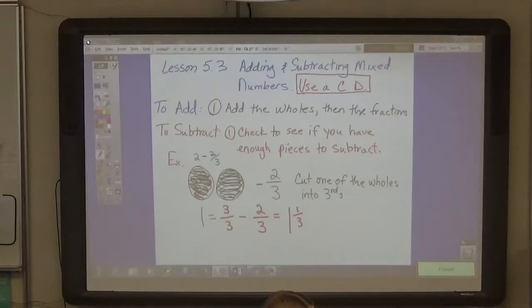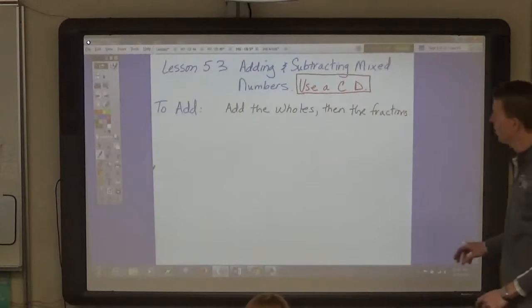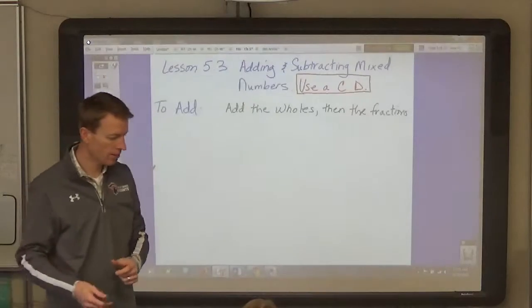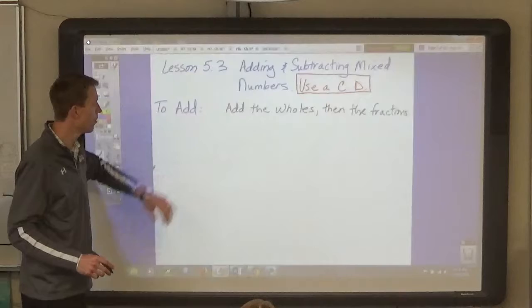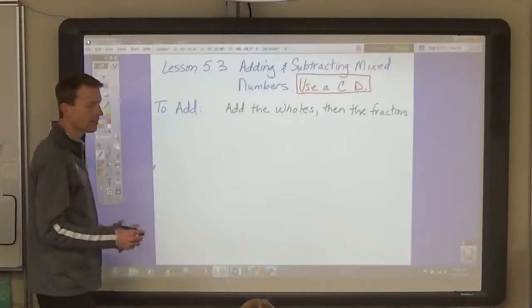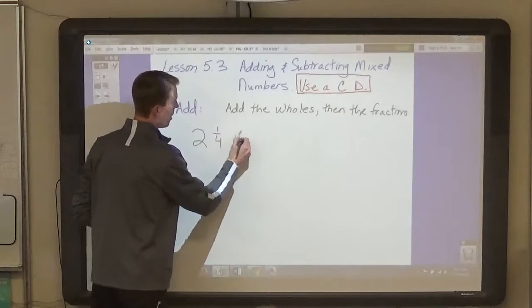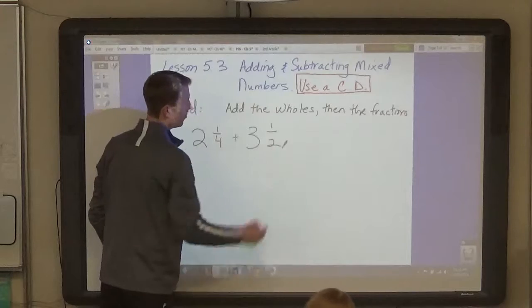Okay, sixth graders, in lesson 5.3, we're going to work on adding and subtracting mixed numbers. We're going to have to find a common multiple in the denominator, just like you did when you were adding and subtracting fractions. But let's go through adding first. Let's say that we have a problem like 2 1/4 plus 3 1/2. Okay?